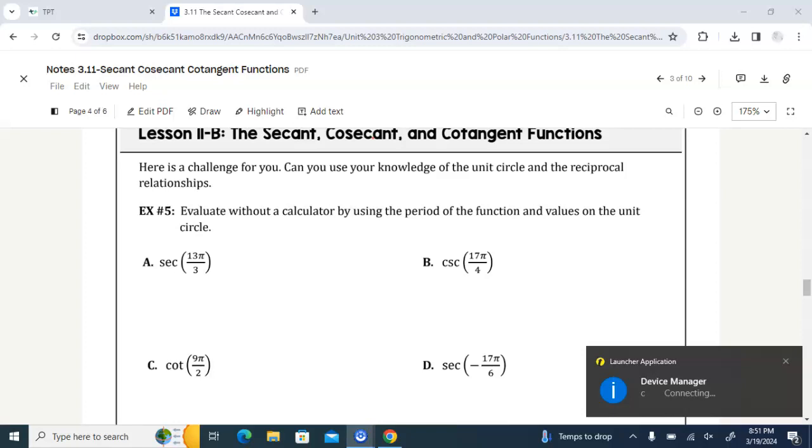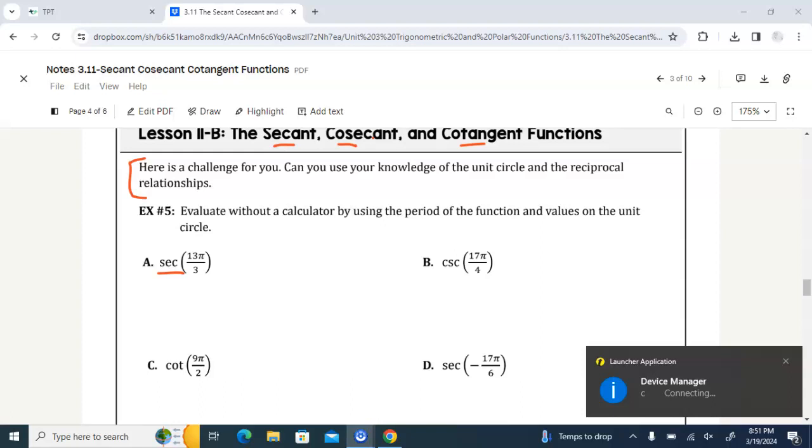All right, so we're going to look at secant, cosecant, and cotangent some more. We're going to look at them as the reciprocal identities. If you want to try this, go for it. Try to evaluate these with the unit circle. If you don't, that's fine too. Just follow along. So first thing that's good to review is to find secant of 13 pi over 3.